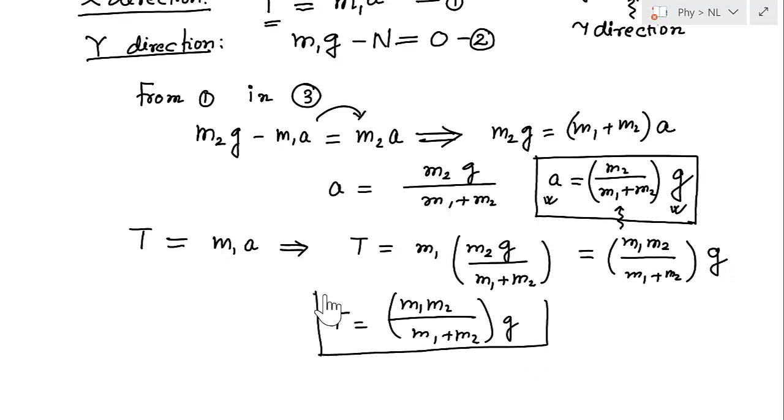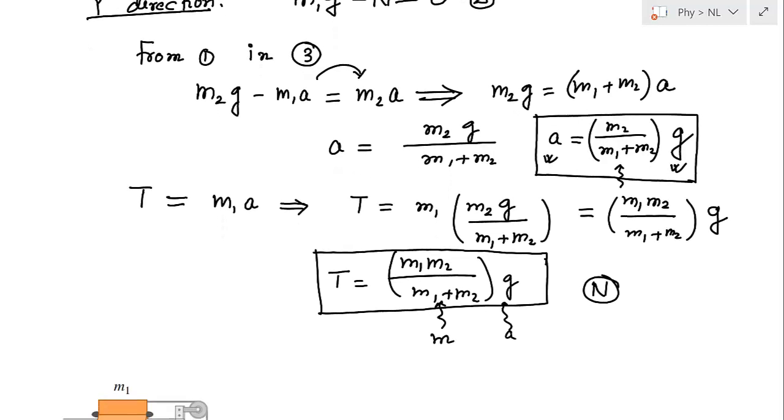Now see the dimension of tension. This is the dimension of force, because one mass will cancel out, so this will have a dimension of mass, and this is a dimension of acceleration. So you can say the tension will be something in Newtons.